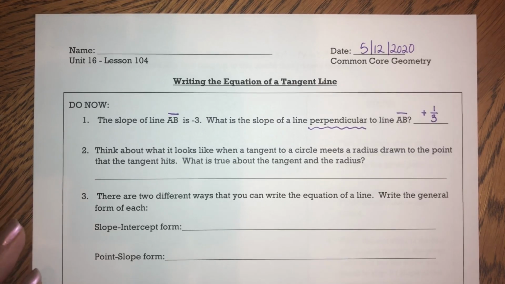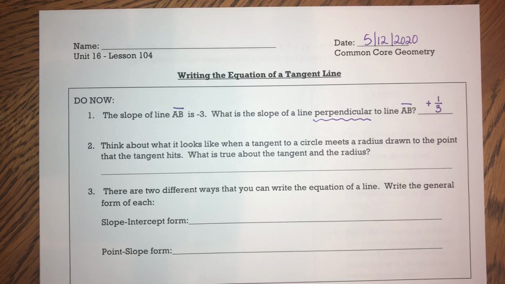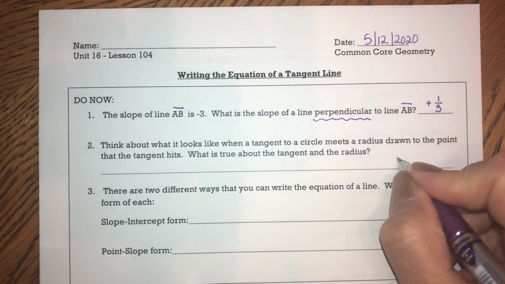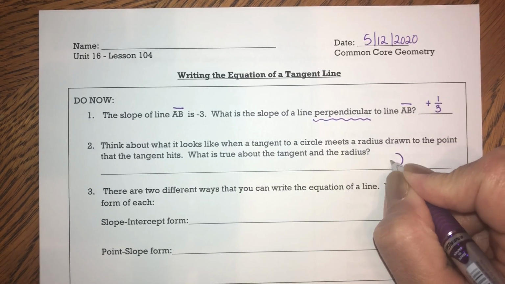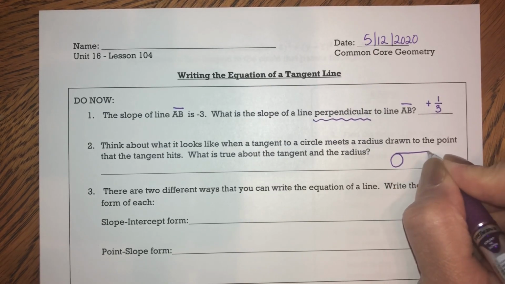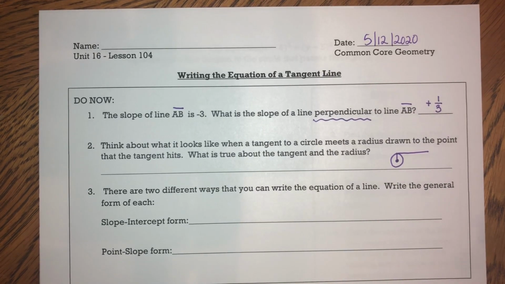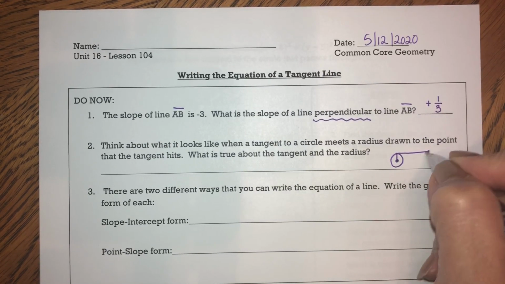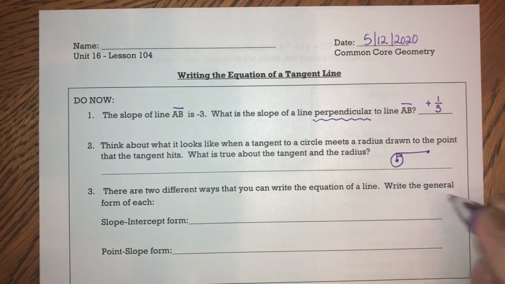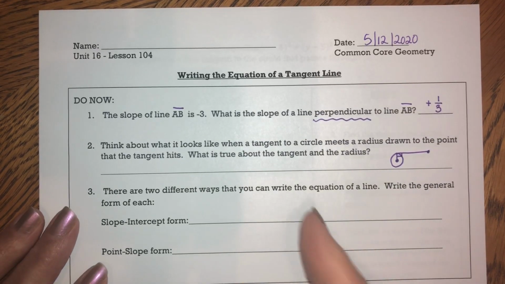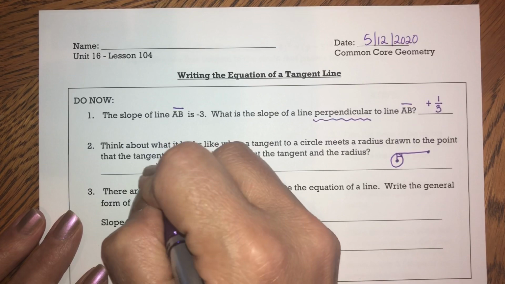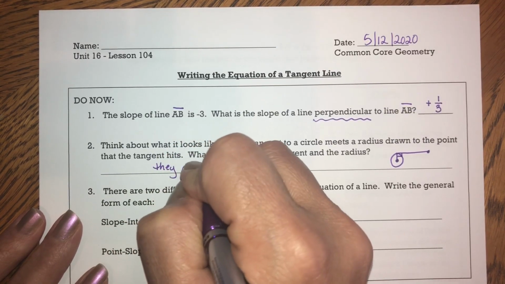Now, next question says, think about what it looks like when a tangent to a circle meets a radius drawn to the point that the tangent hits. What is true about the tangent and the radius? So you may remember this from a couple of units back. If you have a circle and you have a tangent drawn to that circle and that tangent meets a radius, every single time you have that situation, you have created a right angle where they meet. Because they're perpendicular. So what's true about the tangent line and the radius? They are perpendicular to one another.